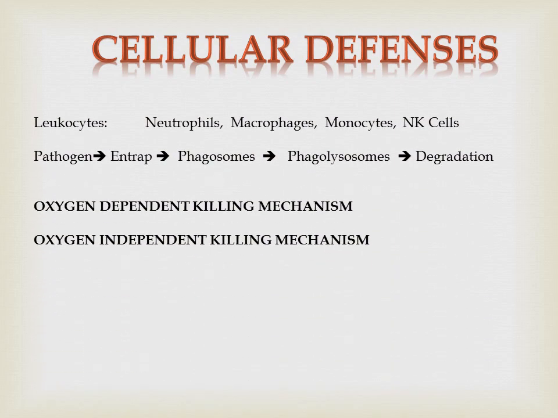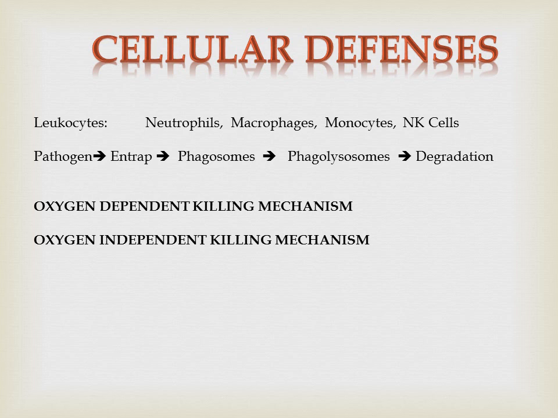Next is cellular defenses. The cellular defenses comprise some leukocytes, that is neutrophils, monocytes, macrophages and so on. Now, how do they function? Whenever a pathogen has entered our body, it will get entrapped. If the cellular defenses are activated, then the cells of the immune system, basically neutrophils and macrophages, will entrap the pathogen.